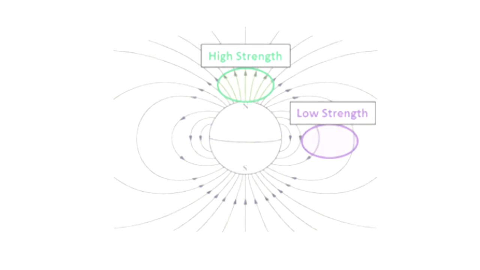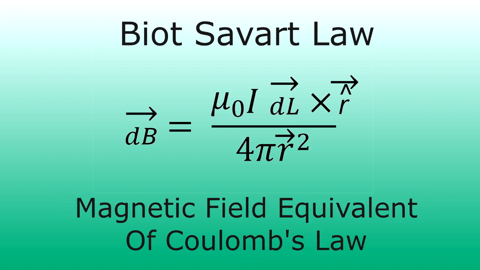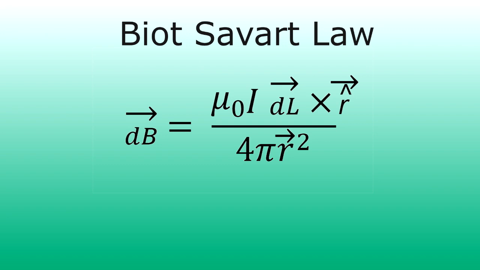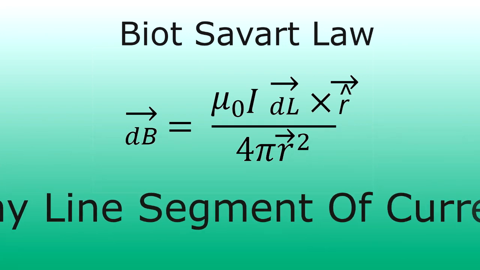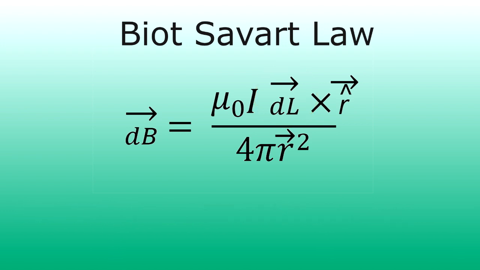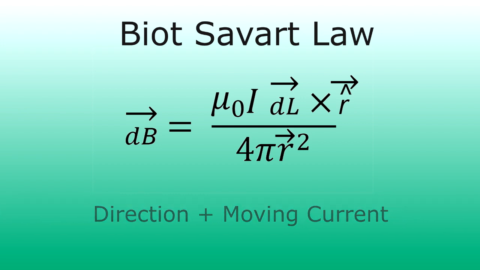So let's now quantify the magnetic field strength using the Biot-Savart law, which is the magnetic field equivalent to Coulomb's law for electric fields. The Biot-Savart law basically says that every little segment of wire, which we call dl, with current I, will produce a little magnetic field dB. Now this is one nasty little formula, because unlike Coulomb's law, where the cause of the electric field is a simple point charge, the cause of a magnetic field is a tiny line segment of current. So we have both a direction and a moving current, which makes it much more complicated.